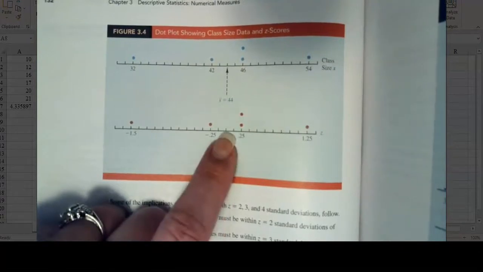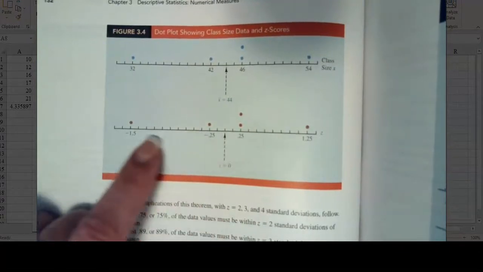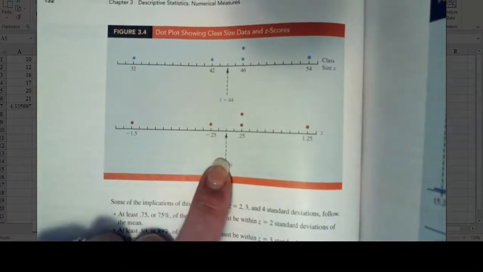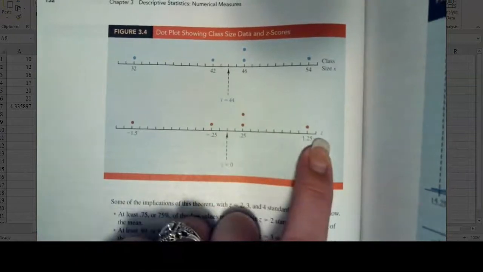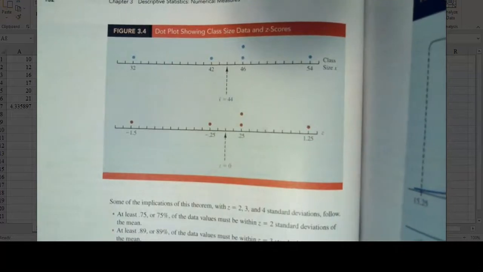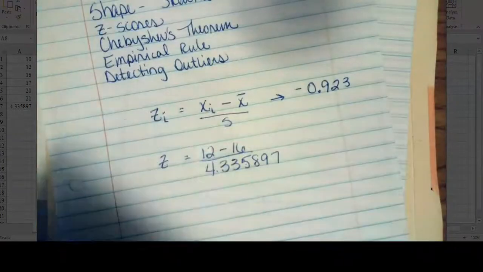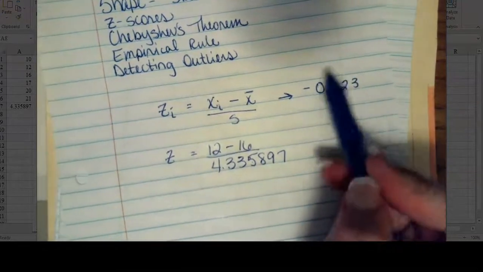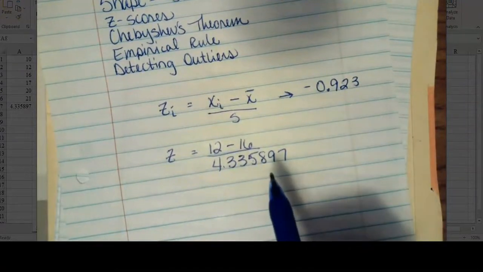Anything to the left of the mean took on a negative value that got further away from 0. Anything to the right of the mean took on a positive value going away from 0. Now what we want to look at is, what do those z-scores mean? If you have a z-score of 1, that means 1 standard deviation. So this is almost 1 standard deviation away from what we were looking at.